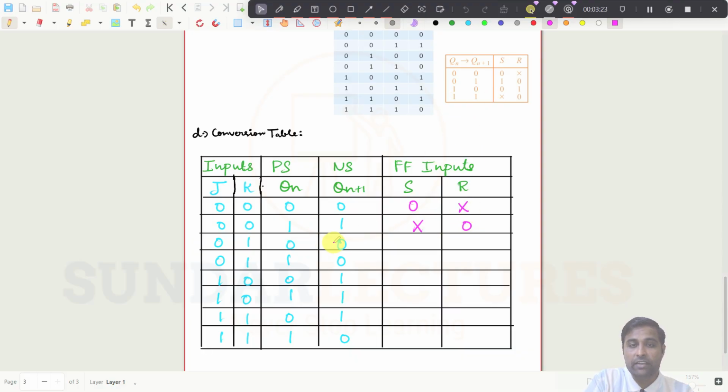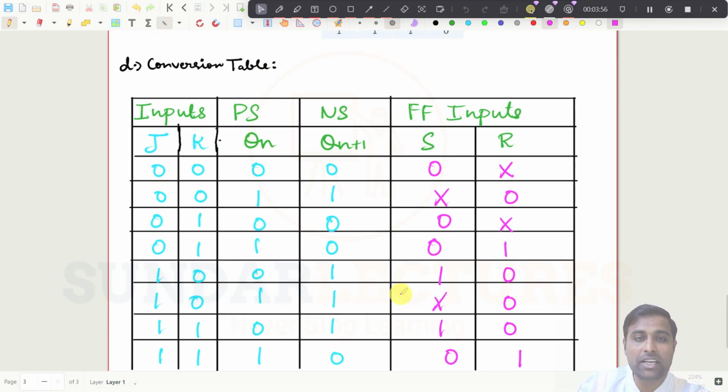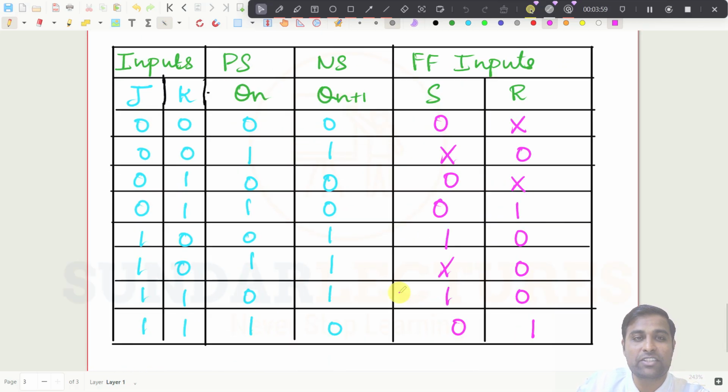If it is 0, 0, it is 0X. If it is 1, 0 means it is 0, 1. For 0, 1, it is 1, 0. For 1, 1, it is X0. For 0, 1, it is 1, 0. And for 1, 0, it is 0, 1. Right? So now what I have done here? I have just drawn the conversion table.